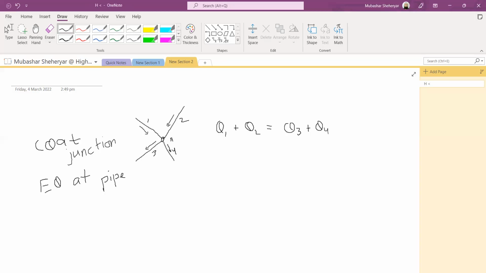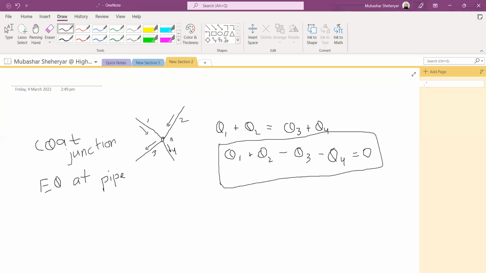So it is an explicit function. To solve it easily, we have to make it an implicit equation by keeping these terms on one side. So for the continuity equation for any junction, we have to satisfy this type of condition. While for the energy equation, we have to satisfy the Bernoulli equation.